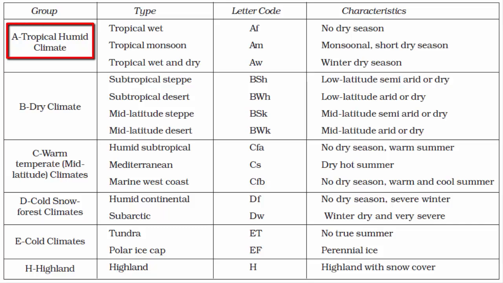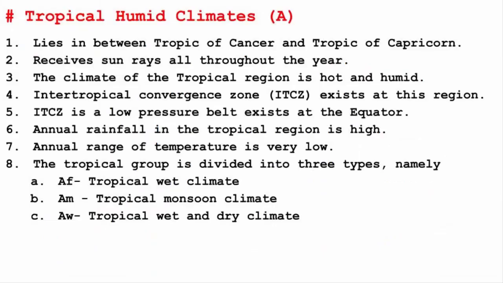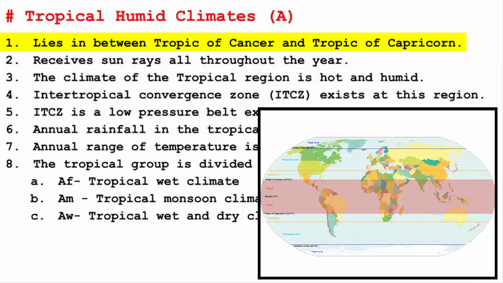Alright, the first one is tropical humid climates. Now this is group A. This falls under the category group A. So whenever you hear the word tropical, immediately think of the world map and just visualize the area between the Tropic of Cancer and the Tropic of Capricorn. This entire region is known as the tropical region or equatorial region.